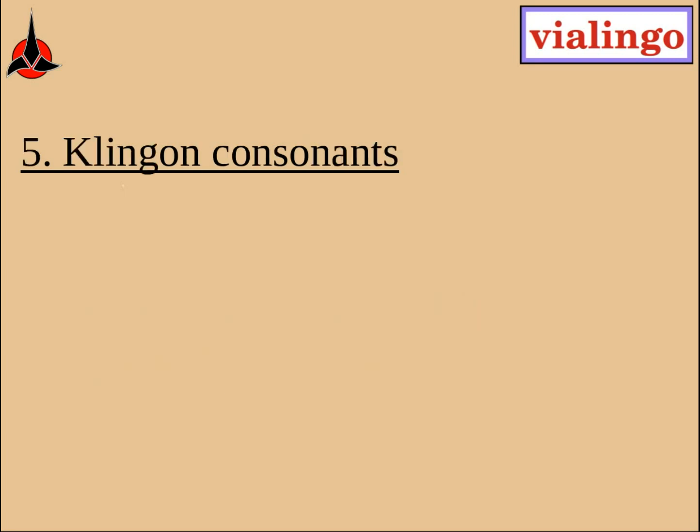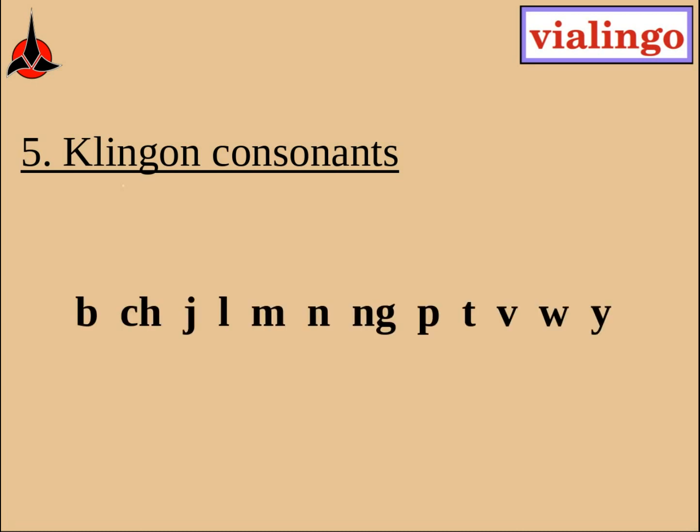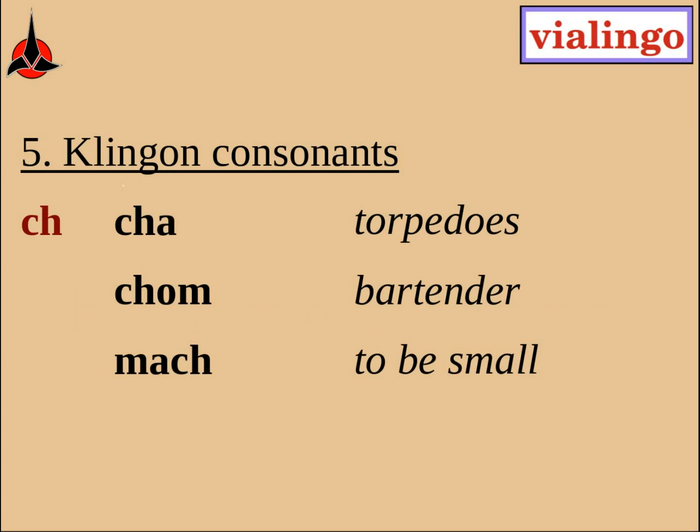Consonants generally sound the same in English and Klingon, but there are some important differences. First, we'll talk about the sounds that are easy to pronounce, and then we'll discuss the sounds which are a little more tricky. The letters B, CH, which is a single letter, J, L, M, N, NG, which is also a single letter, P, T, V, W and Y are pronounced as in English. The sound written as CH sounds like the ch in change.